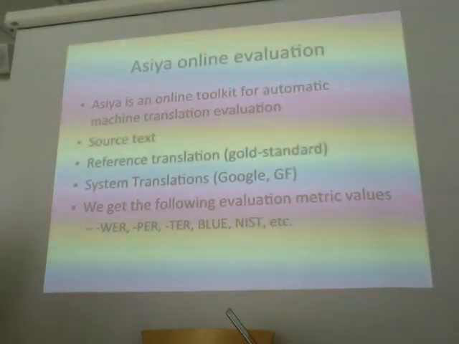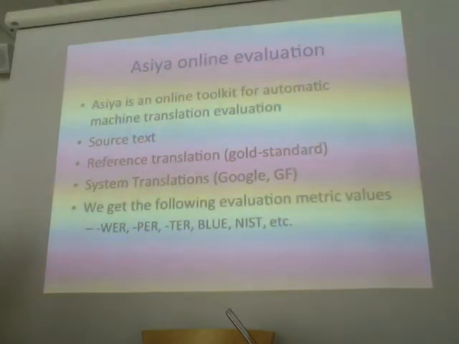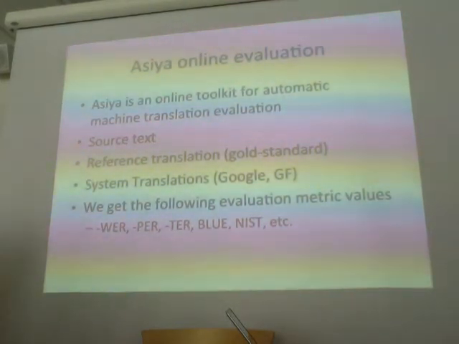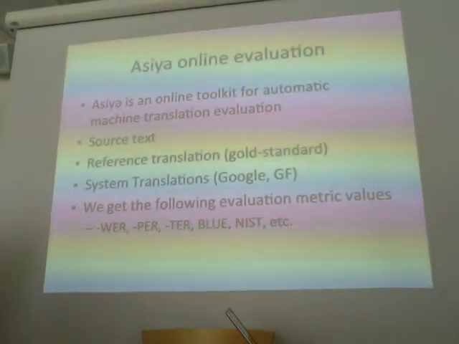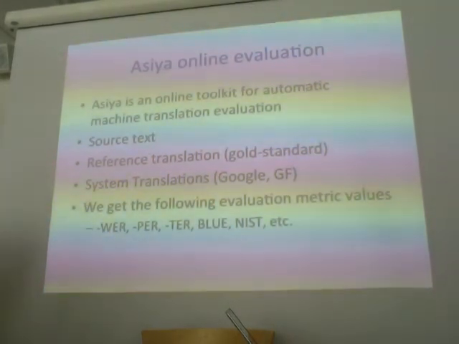And then with these translations produced by Google and by our resource grammar, and with that gold standard, we have this online evaluation tool that Ramon talked about before this one. It's an online toolkit for automatic machine translation evaluation. We need source text, we need a reference translation, the gold standard, and then we can provide one or more system translations, Google and GF in our case. And using this online evaluation tool, we can get different evaluation measures like word error rate, TER, and BLEU scores as well.